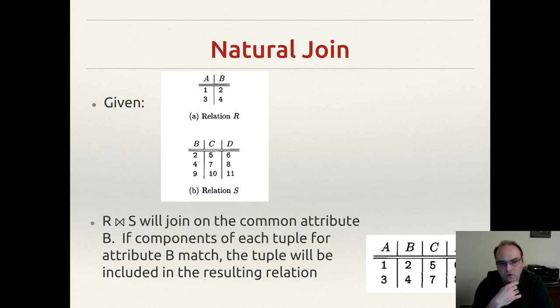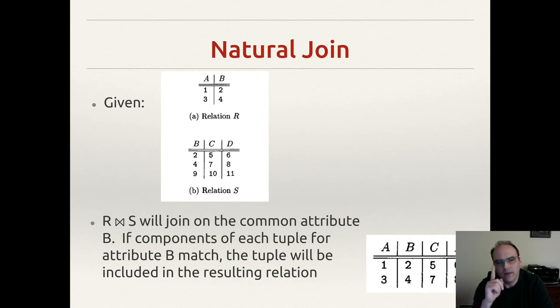Now our first tuple that we are looking at in S also has a 2 in B. So that's a winner, right? So our first row in our result set at the bottom is 1, 2, 5, and 6. Notice now that there's no longer the repeat on B as well.